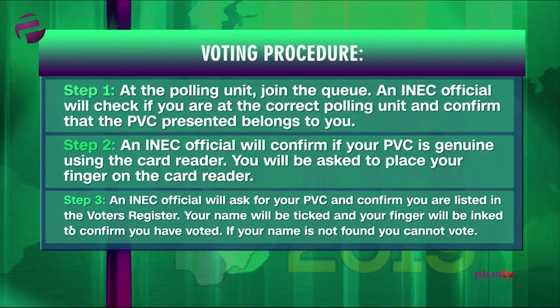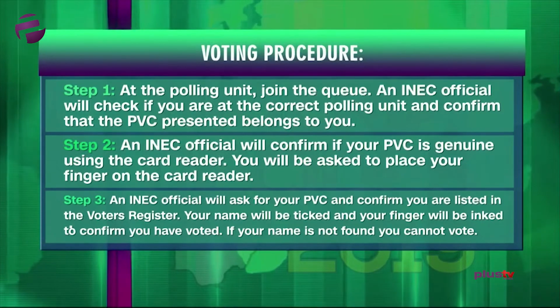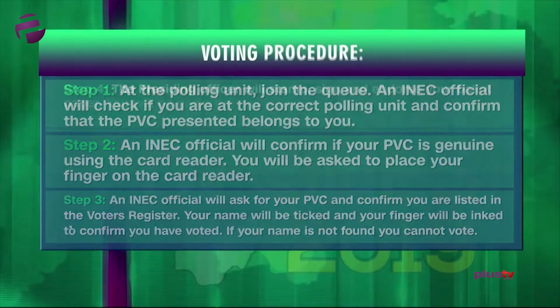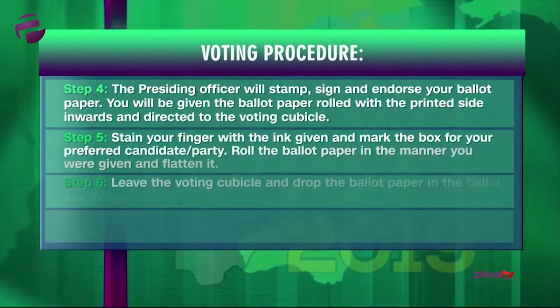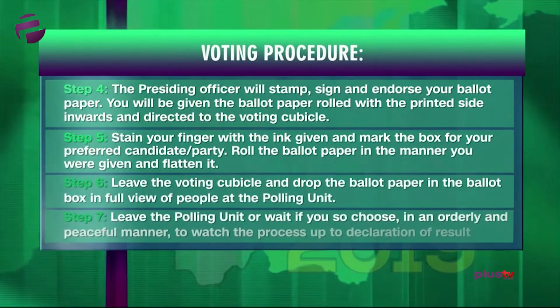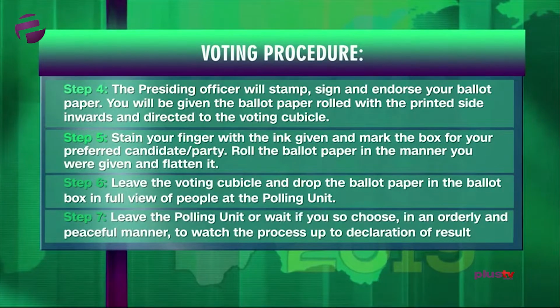Step three, an INEC official will ask for your PVC and confirm that you're listed in the voters register. Your name will be ticked and your finger will be inked to confirm that you have voted. If your name is not found, then you cannot vote. Step four, the presiding officer will stamp, sign and endorse your ballot paper. You will be given the ballot paper rolled with the printed side inwards and directed to the voting cubicle.